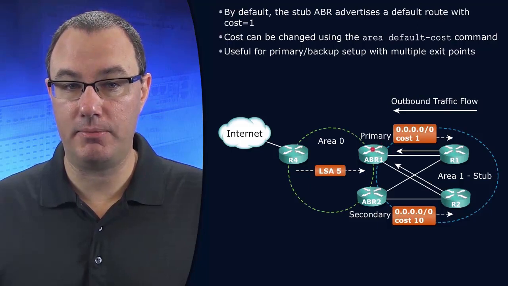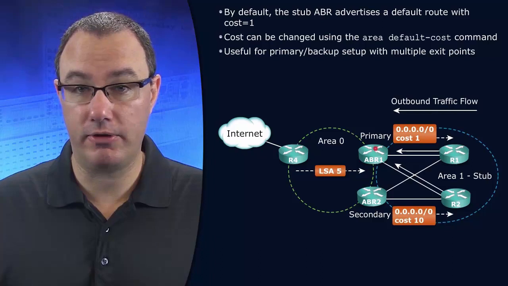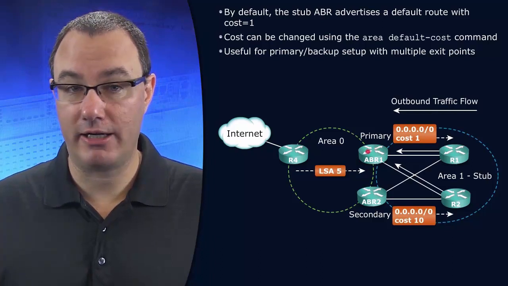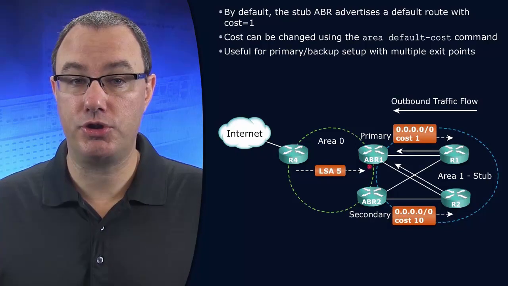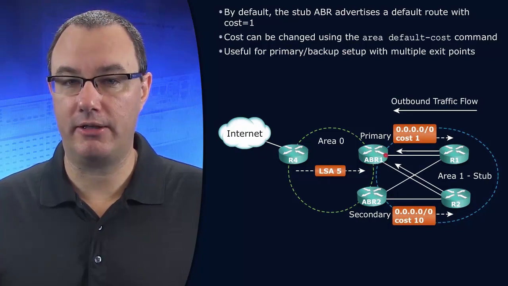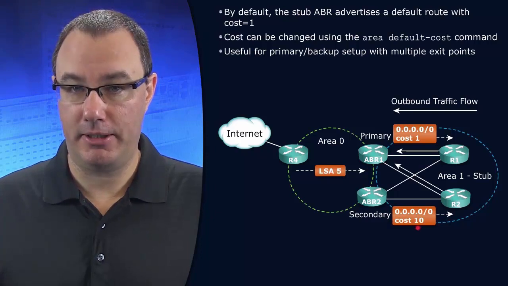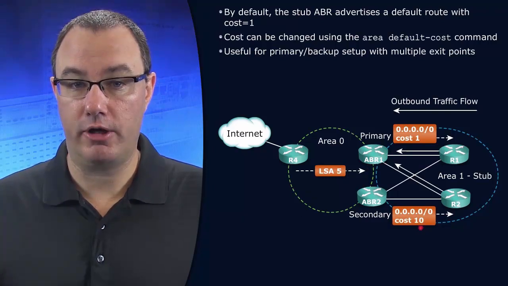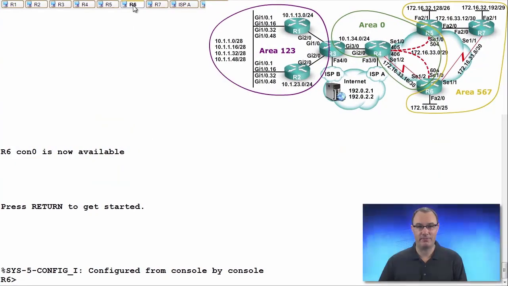So if you knew that ABR1 had better connectivity, it had higher end connections, faster connections, or topologically it was better suited, you would choose to do something like this, where you would devalue the other ABR in terms of its cost. Router 6, for me, is a router that I might want to even further devalue the cost.